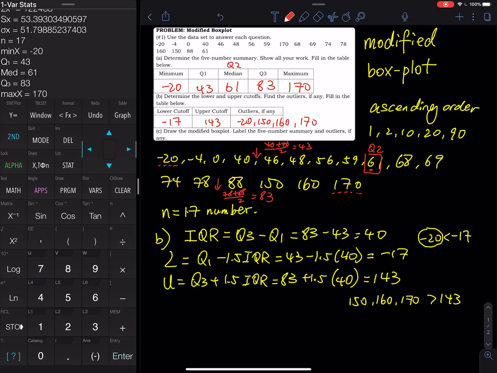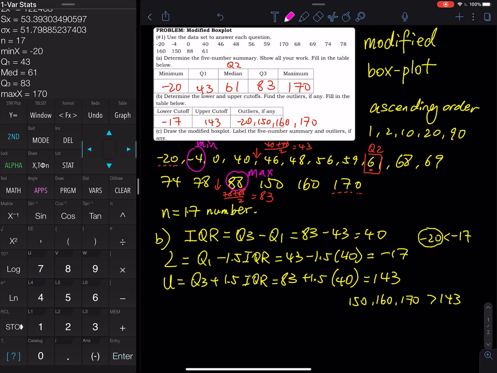And then the last step is you have to sketch the box plot. But before we do so, -20 was the minimum, 170 was the maximum, but now they are outliers. So we have to look for another minimum and another maximum. Let's switch color for that. Other than -20, what is the second smallest value? The answer is -4. So this is now my minimum. So 170, 160, 150, they are all outliers. So my maximum is 88.